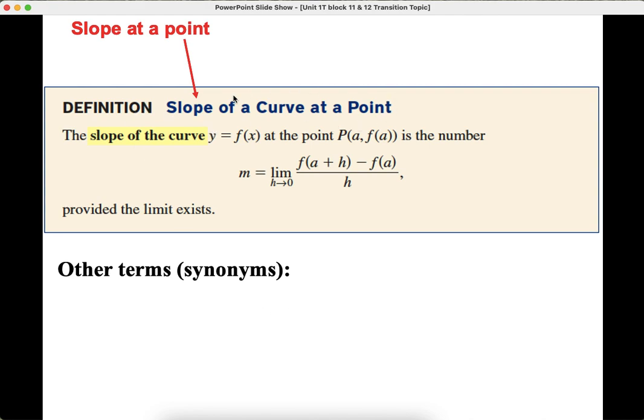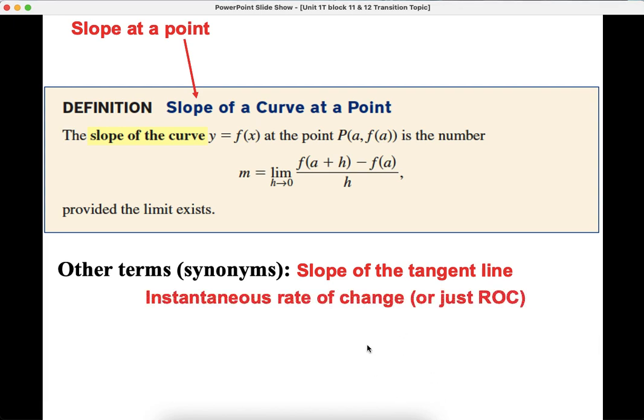So there are some synonyms here for slope of a curve at a point. It's the slope of the tangent line, right? It's that line that's only touching, like if we go back to the bug example, it's only touching at x equals 1. So it's a tangent line. It's the instantaneous rate of change because it's still slope. So it's still a rate of change, but it's a change at one point, just x equals 1. So we call that an instantaneous rate of change. And so what we do is we still use the ROC acronym, but we don't have the average anymore, right? The instantaneous is just the ROC.